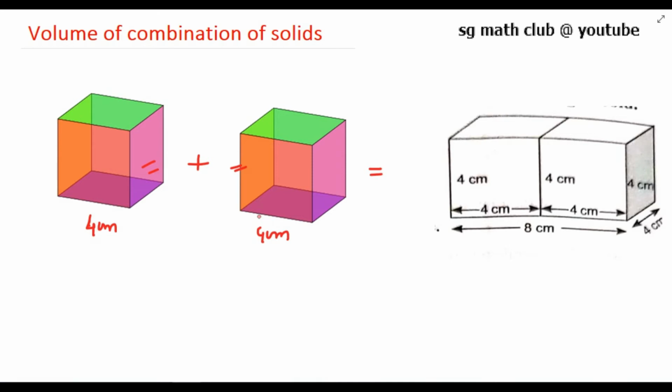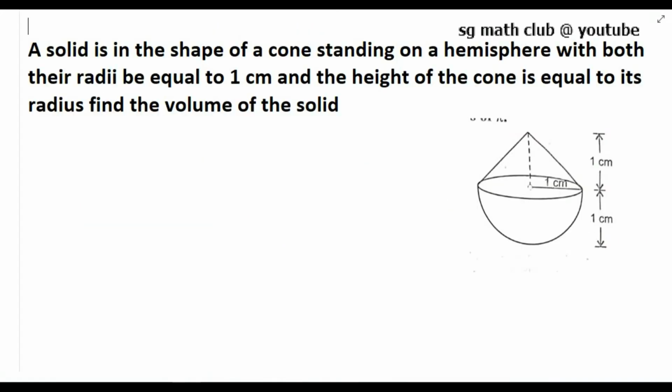So in today's video we will do some problems based on the volume of a combination of solids. Now the first question: a solid is in the shape of a cone standing on a hemisphere with both of their radii equal to 1 centimeter. A cone is standing above the hemisphere, and the radius of the cone as well as the radius of the hemisphere are both the same. It is equal to 1 centimeter.